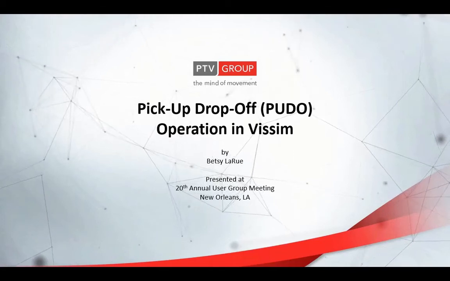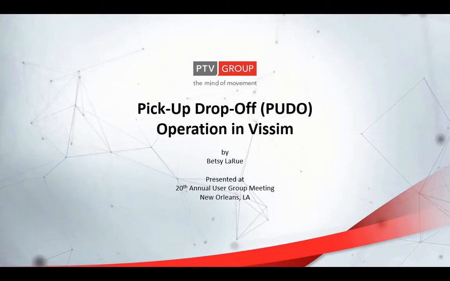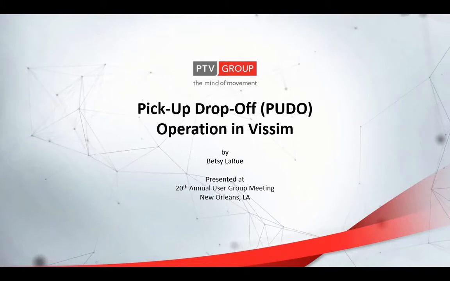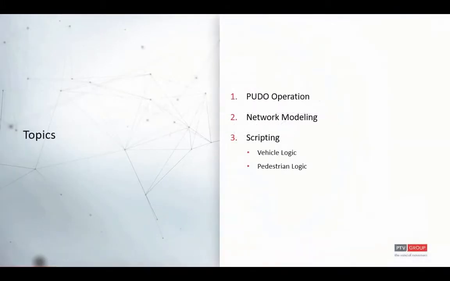All right, so I'm going to go over some different options to model pickup and drop-off operations in Vissim. First off, I'm just going to talk about some of the different pickup drop-off operations and the behavior that we want to model, and then look at implementing that in Vissim, and then also using some scripting to further define both the vehicle and pedestrian behavior.